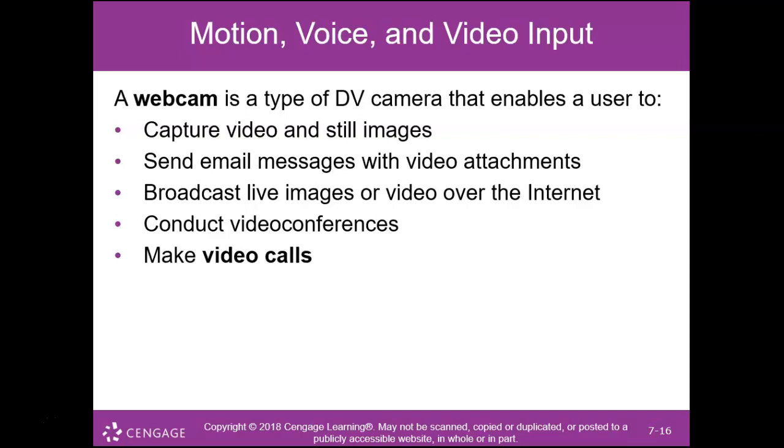Okay, the webcam. A webcam is really a type of DV camera. All webcams really work in basically the same way. They use an image sensor chip, and that's going to catch moving images, and it converts those moving images into streams of digits that are uploaded over the internet. So this image sensor chip is the heart of the webcam, which is really kind of a neat technology.